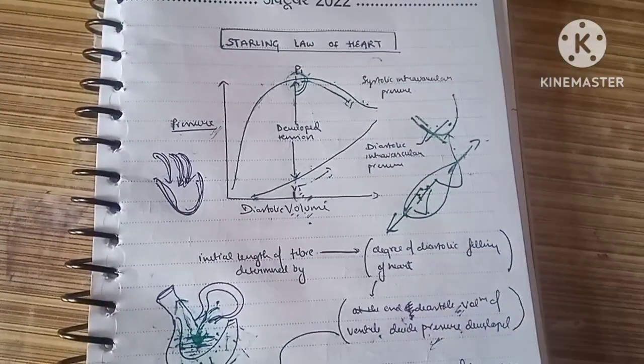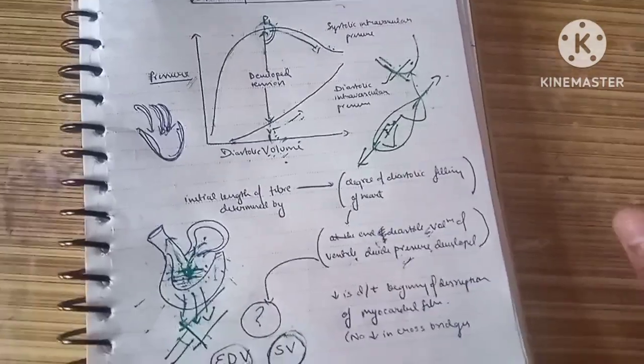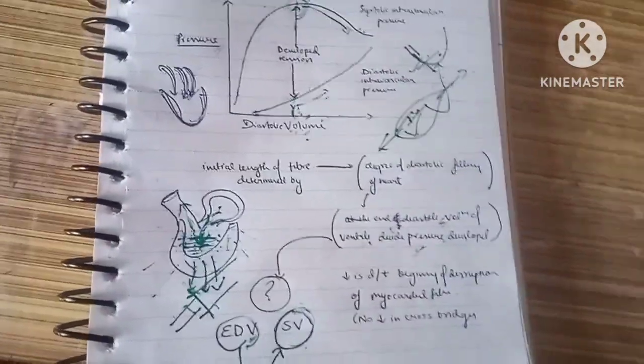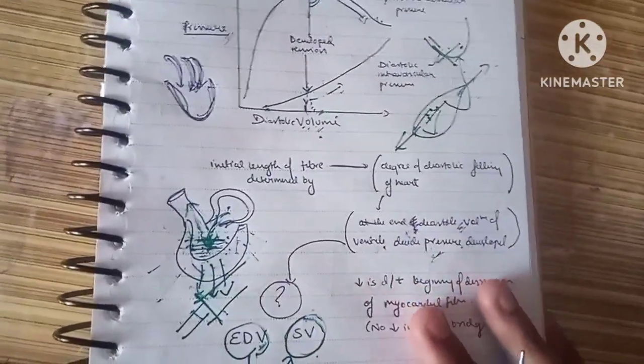So this is what Starling law of the heart stated. In a simple one sentence, we can say Starling law of the heart gave us a relationship for end diastolic volume, and how it is affecting the stroke volume generated by the heart.